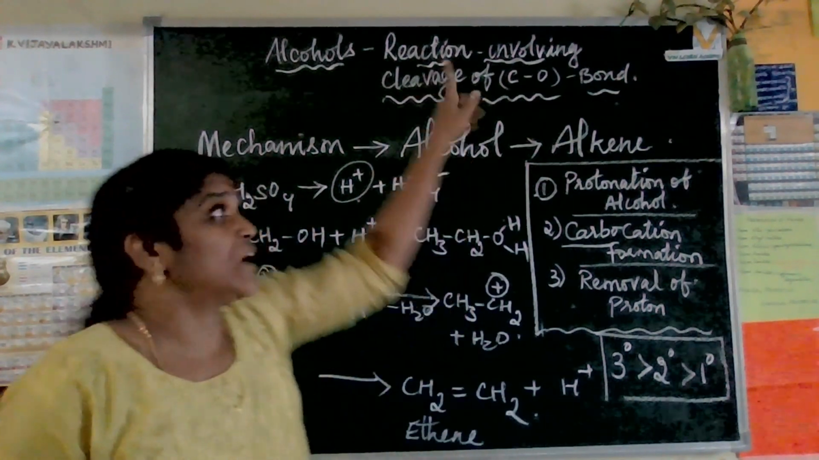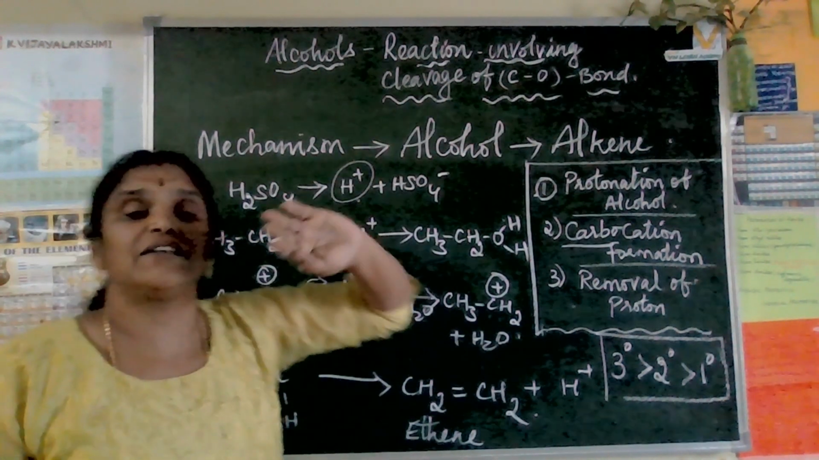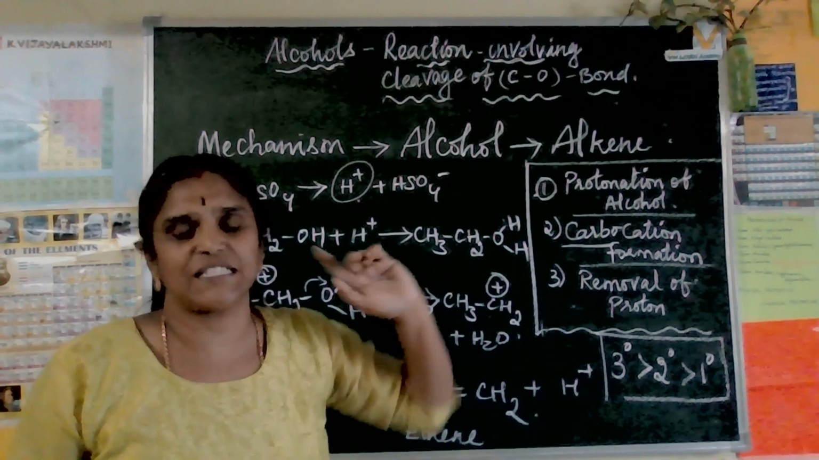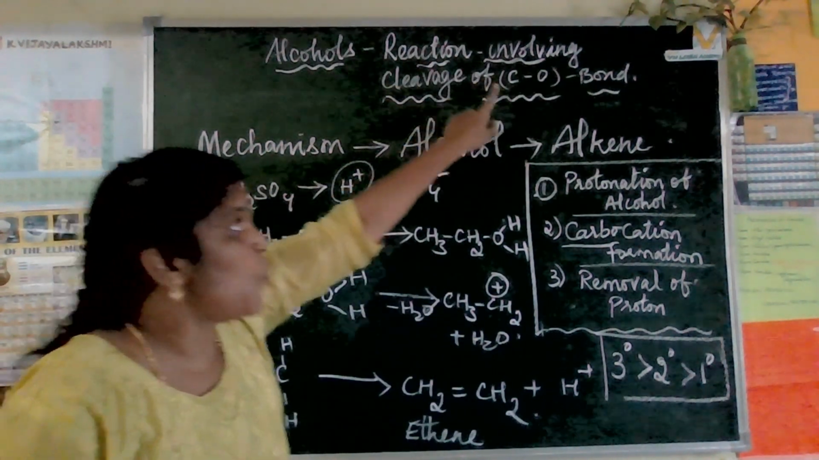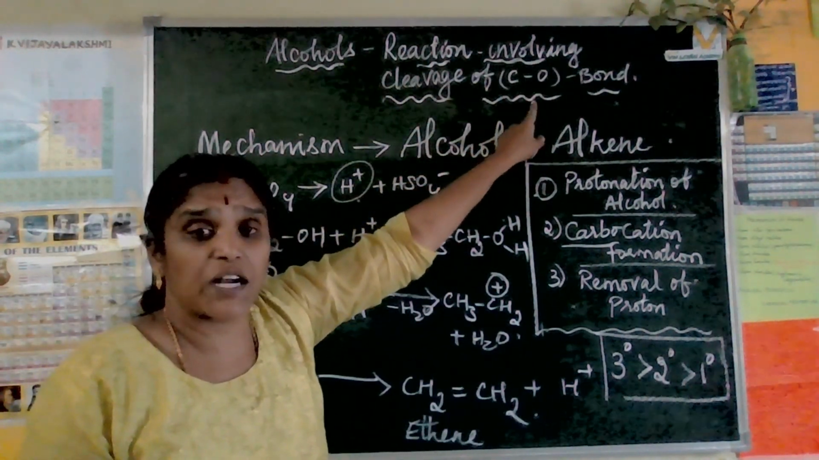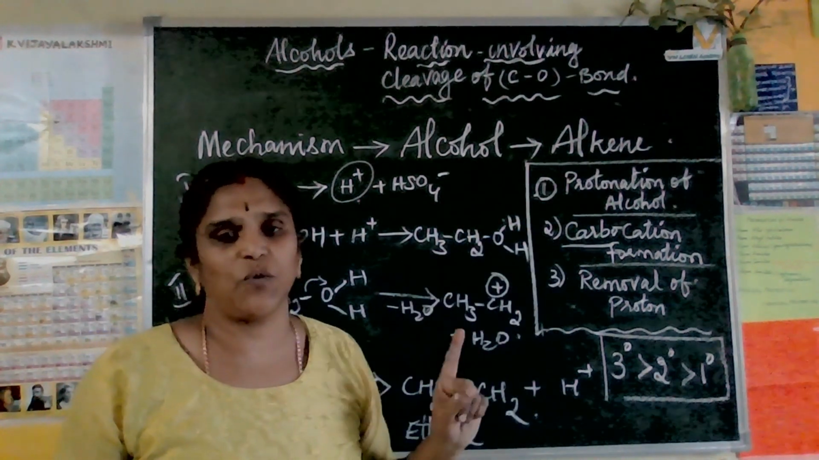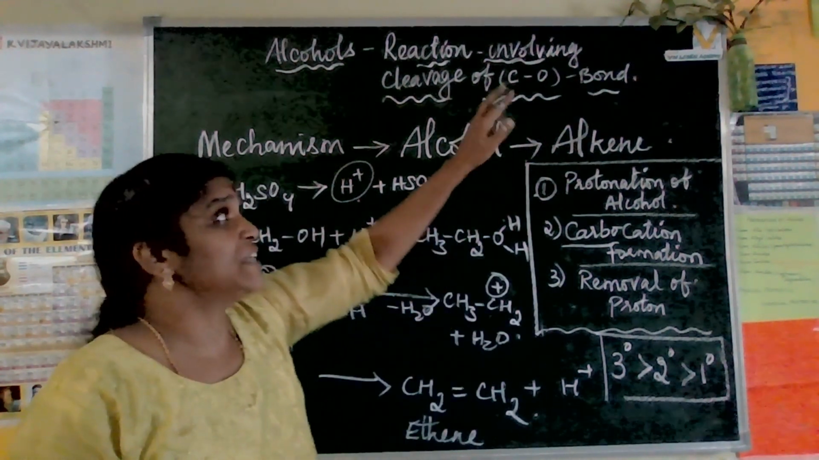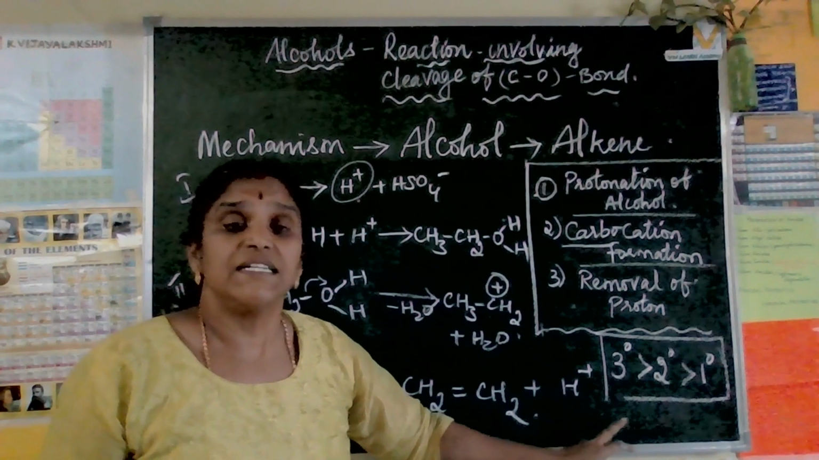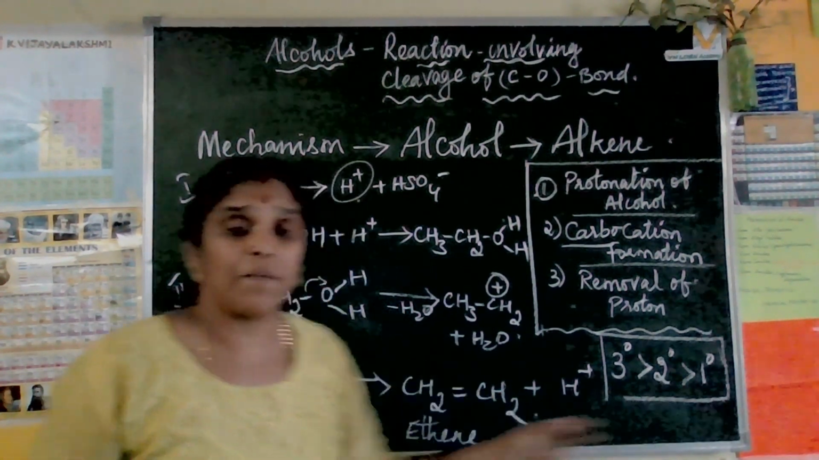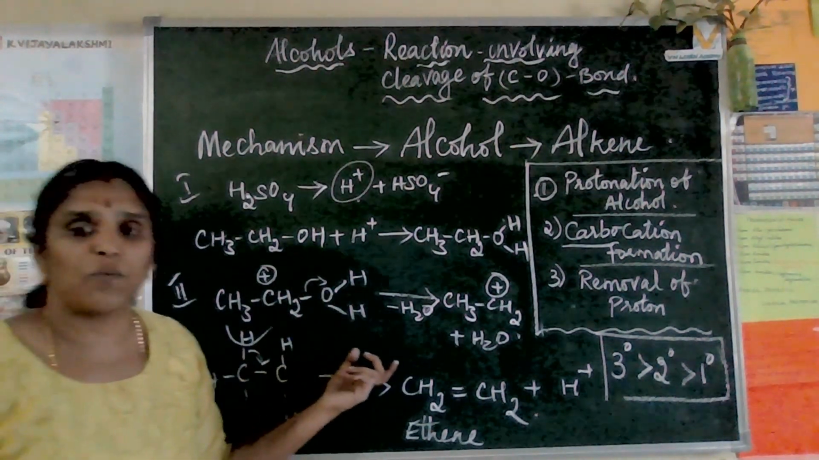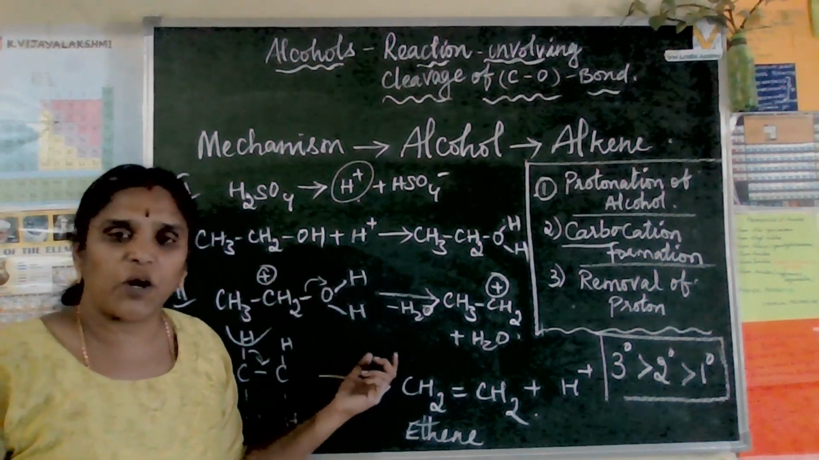So what is the difference in the order of reactivity? If the OH bond is involved, it goes primary, secondary, tertiary, orderly. Whereas if the CO bond is involved, it is tertiary, secondary, primary, which is the stability of carbocation formation. Hope you're clear with this.